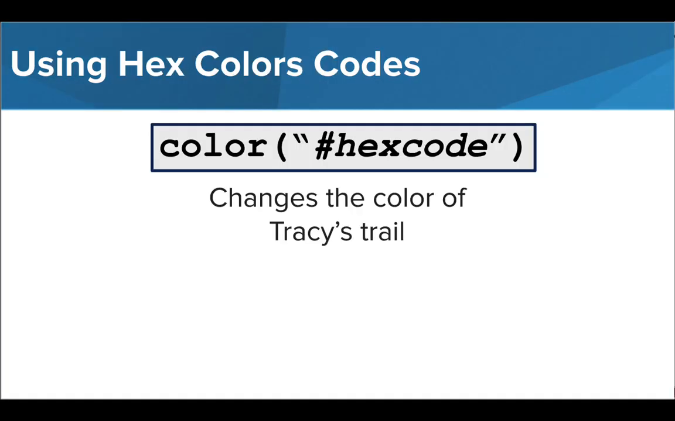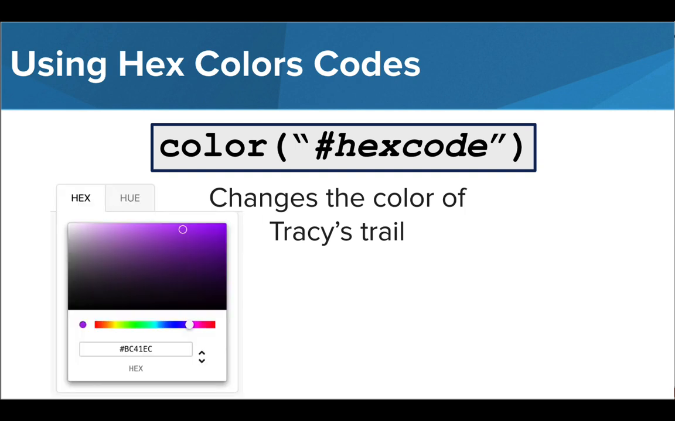We have used the color command for a while now, but only using color names that Tracy knows limits the amount of colors we can use. There is actually another way we can communicate colors to Tracy, and that is by using something called hex codes. A hex code uses a formula to note how much red, blue, and green is in a certain color. And we have a really easy way of finding these codes.